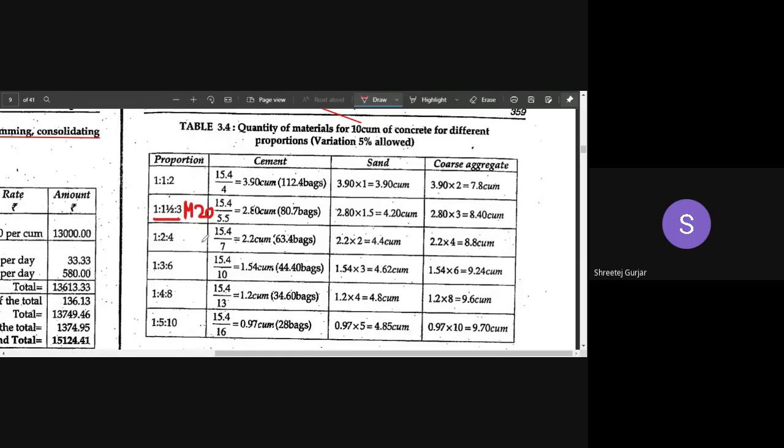Okay, and then which is M25? Is this M25, or is this M25, higher or lower? M25 will be higher strength, right? Higher strength, hence we will require more cement. Hence, this is M25, because here you can see we have more cement. Correct? Am I telling you the correct answer?